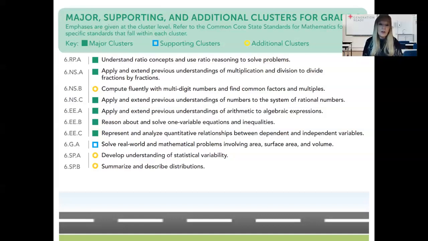Now, you say, oh my goodness, there's only one supporting cluster. And that's because there's so much transition going on. The supporting cluster is the one dealing with what? Geometry. Okay, so area, surface area, and volume. And that's just another way to look at equations and expressions and use variables. So it really folds in very nicely to the EE standards. It really does. And then what does the yellow mean?